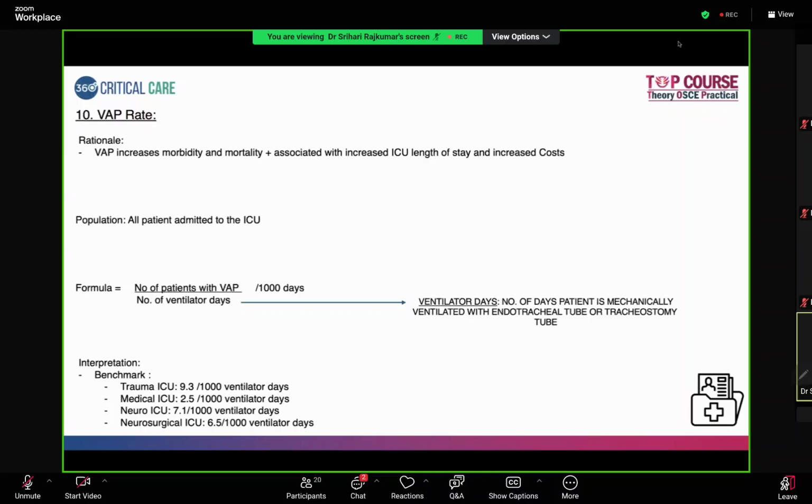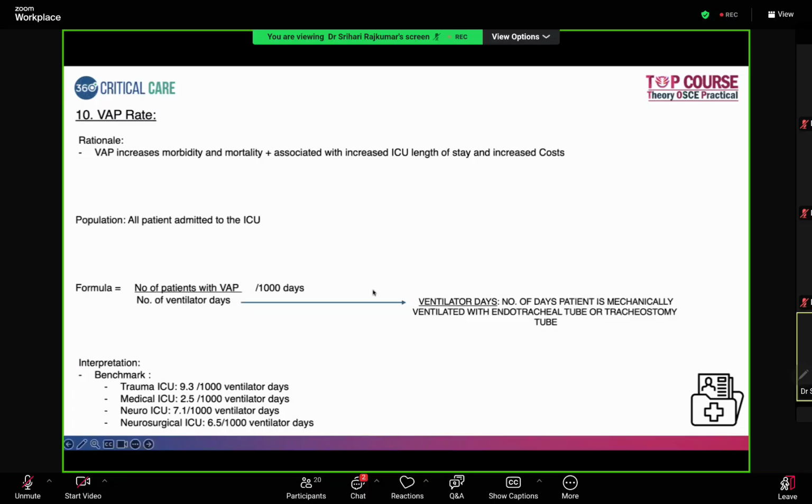So out of 10 patients, one day there may be 2 patients, one day there may be 4 patients, one day there may be 5 patients. So what they usually do is they take each day and calculate the number of patients who are intubated. So for a period of 30 days, that number is taken and then the mean is calculated. So that value comes out to be your number of ventilator days. So the number of patients with VAP divided by the number of ventilator days will give you your VAP rate.